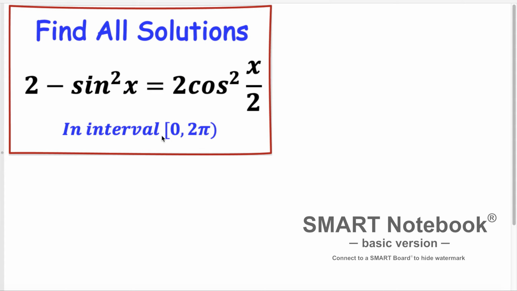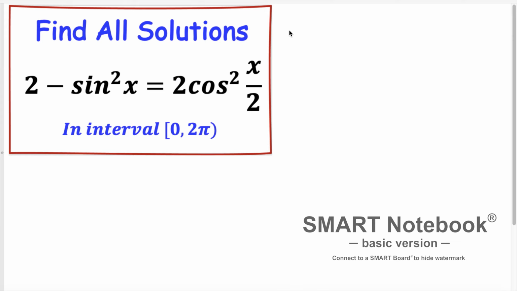Solutions of the trigonometric equation 2 minus sine square x is equal with the cosine square x over 2 in the interval 0 to 2 pi. But this is a closed open interval. So the end behaviors here, we are taking in consideration 0, but we do not take in consideration this 2 pi. So let me rewrite this trigonometric equation.